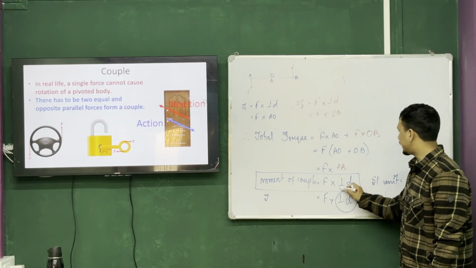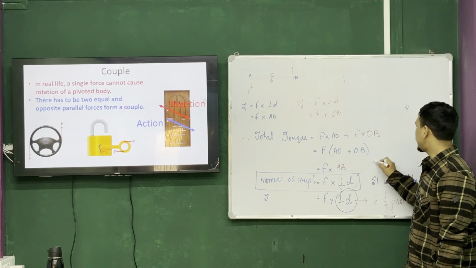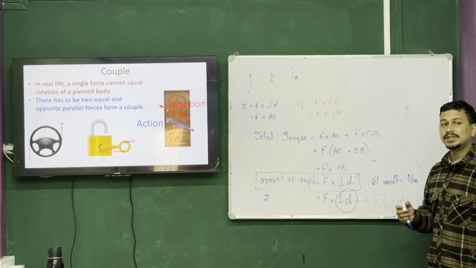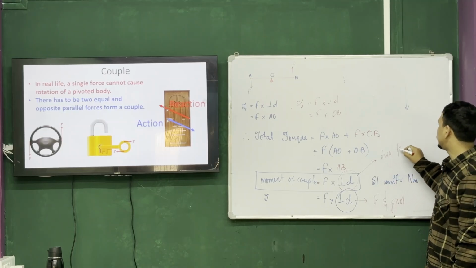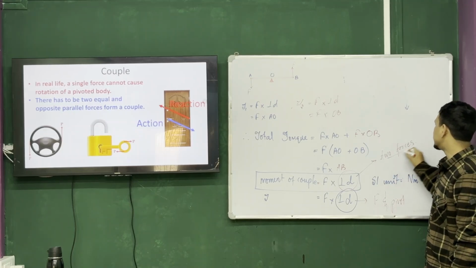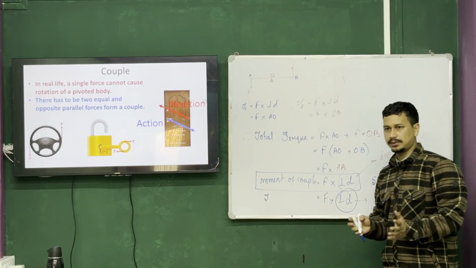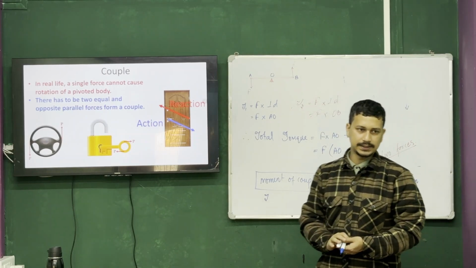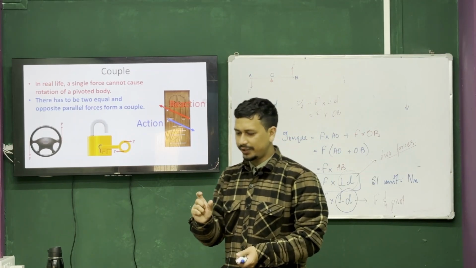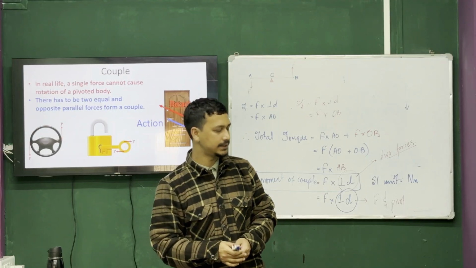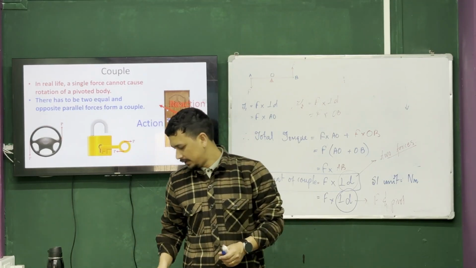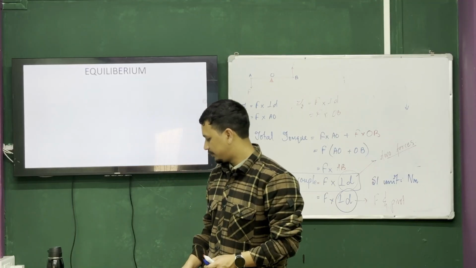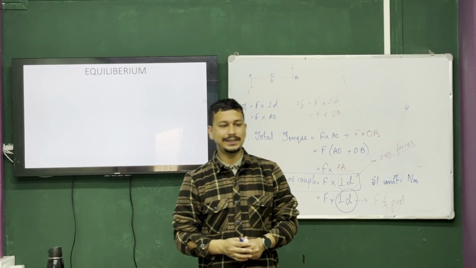But here in moment of couple, when we say perpendicular distance, it means what? Distance between the two forces. So there is no pivot involved in finding the perpendicular distance. Very small difference, but you have to know what it is. So copy that down. So let's move on to the next part, that is equilibrium.